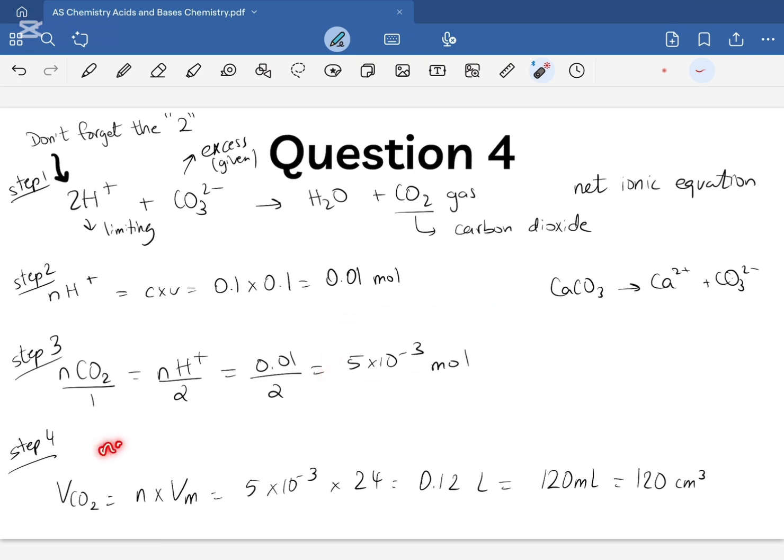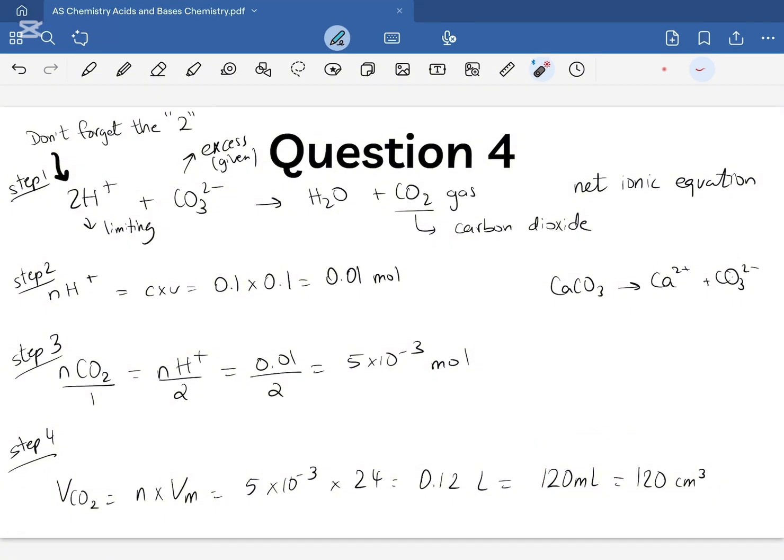Then in step 4, I will use the formula n equals V over Vm, where V is equal to n times the molar volume. And I got the number of moles. I multiplied by 24. This is the volume. I change it to milliliters. It will be 120 milliliters.